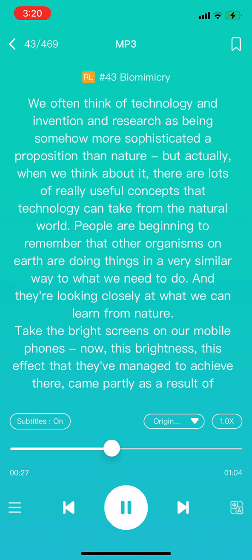Take the bright screens on our mobile phones. Now, this brightness, this effect that they've managed to achieve there, came partly as a result of research into the iridescence of the wings of butterflies and the anti-reflective coatings that moths have on their eyes. And it doesn't end there. They're looking at what makes a spider's web so strong, how glowworms produce light with almost zero energy. The list goes on. And this area of research is called biomimicry. That's bio, as in biology or life, and mimicry, copying or imitating. It's a very interesting field of study.